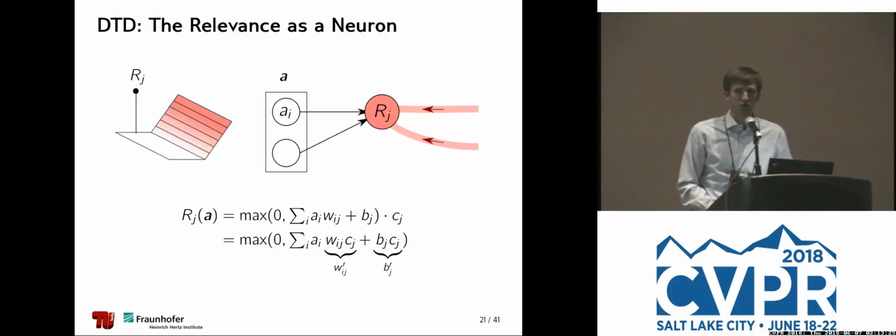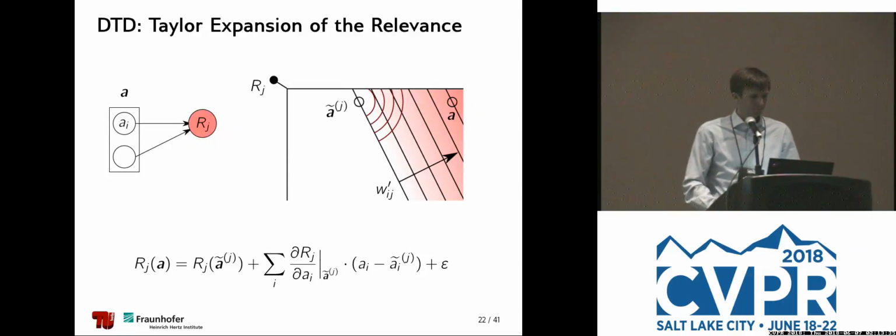And Taylor decomposition will basically give us the proper way to redistribute from one layer, or from one neuron, to the neuron of the previous layer. So this is how it works. Here on the left, this is the relevance neuron. And on the right, you have a diagram of relevance viewed from the top. So the function here, the ReLU function, is shown as a contour plot.